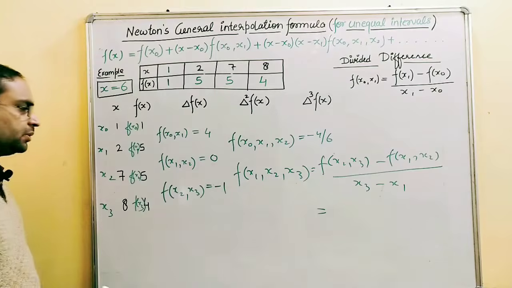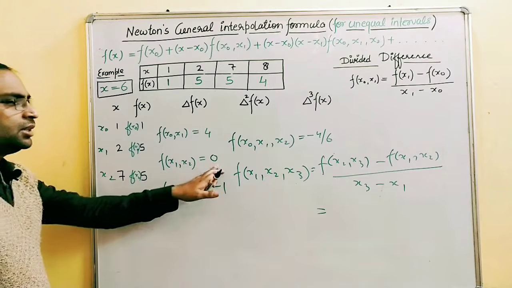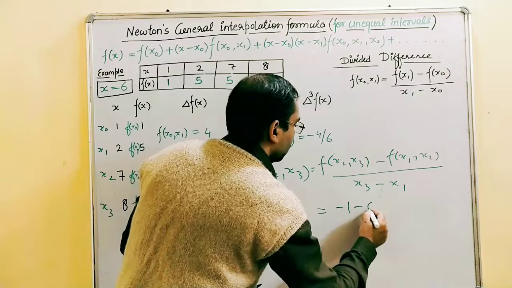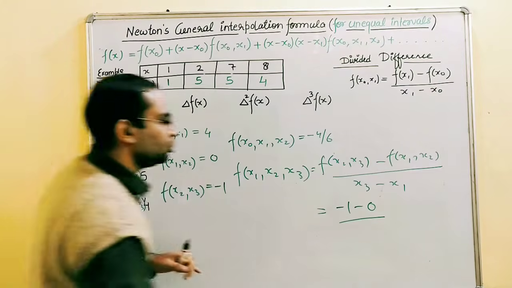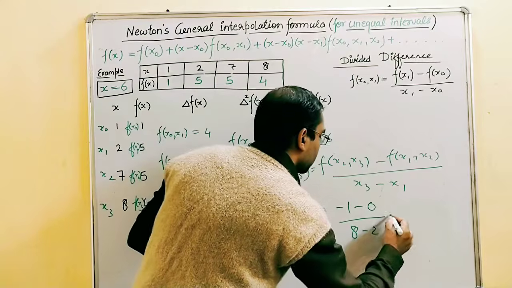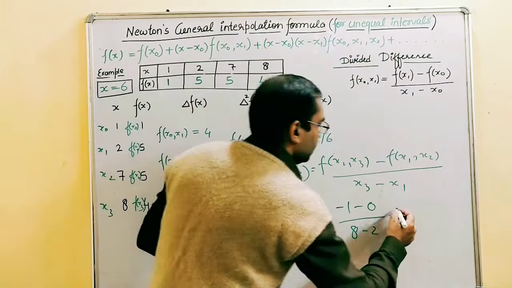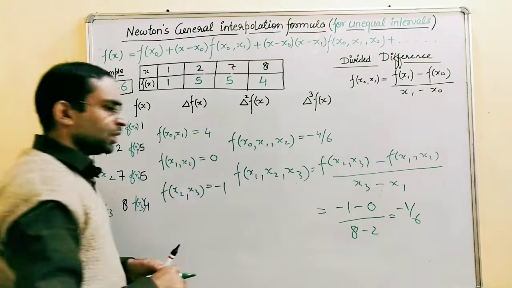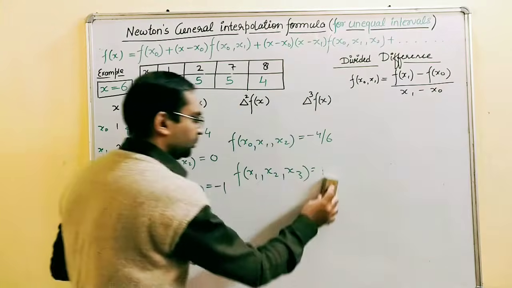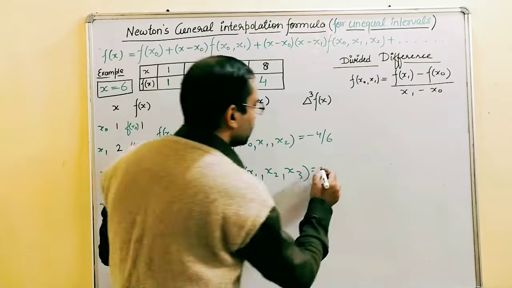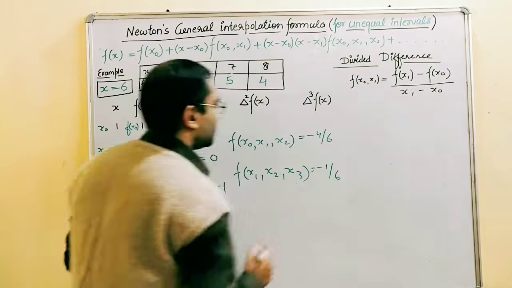Let me substitute these values. This is minus 1 minus 0, divided by x3 is 8 and x1 is 2. So this is 8 minus 2. So this is coming minus 1 upon 6. So in this place, let me write minus 1 upon 6. So now this is minus 1 upon 6.